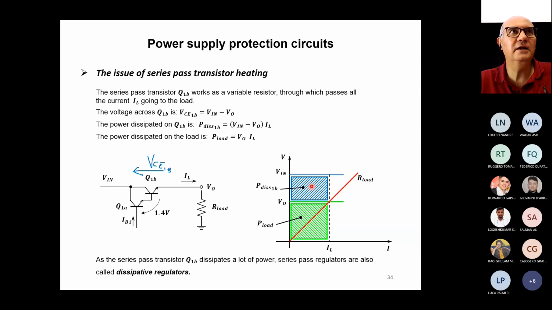But that's a price that we must pay for having a good output voltage. Just to let you understand, this series pass voltage regulator, or dissipative regulator, also called the linear regulator because we are basically using the transistor in its linear region, has very bad power efficiency. The switching power supplies, that you studied with Professor Vital, have a much better performance in terms of power dissipation, efficiency, and so on.